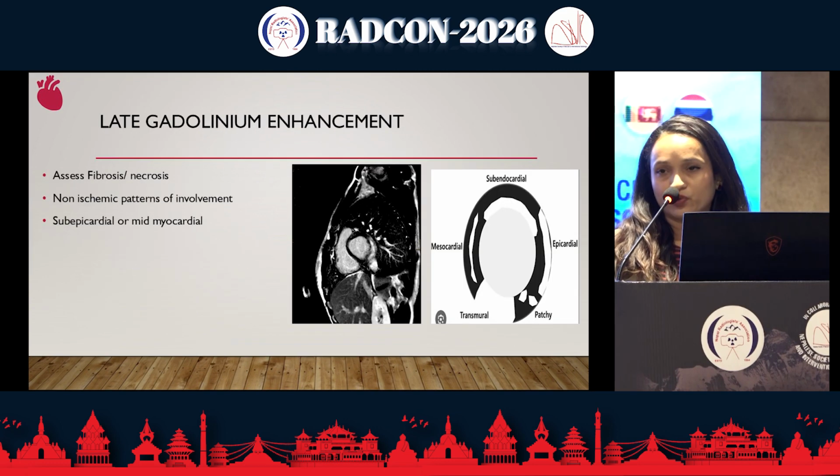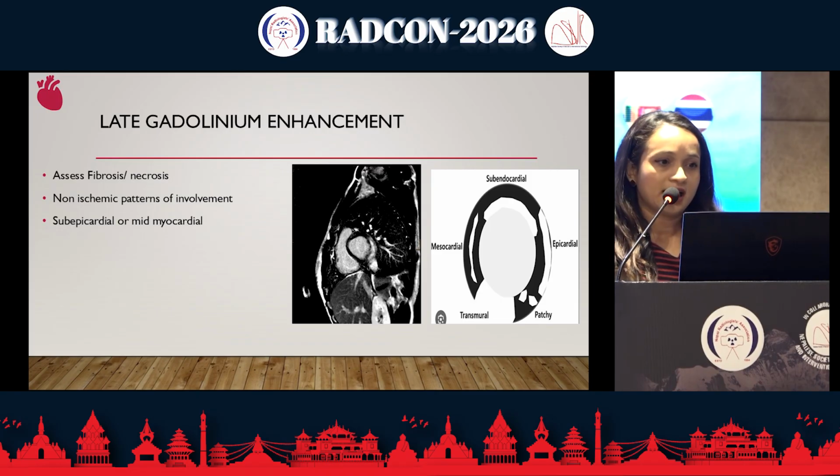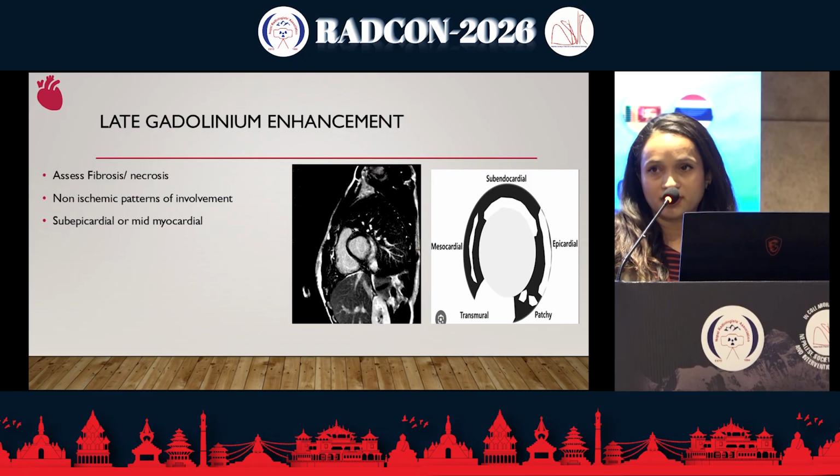The next important one is late gadolinium enhancement, which assesses fibrosis and necrosis. We see a non-ischemic pattern of enhancement in myocarditis, that is, subepicardial or mid-myocardial enhancement. This is again a short axis view image taken 15 minutes after the gadolinium, and we can see the mid-myocardial enhancement in the lateral wall of the myocardium of the left ventricle.